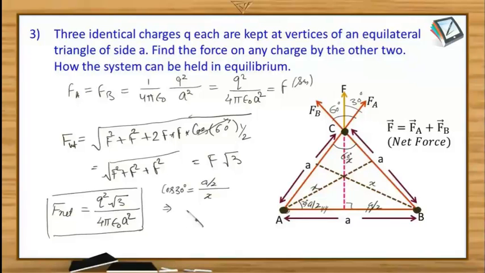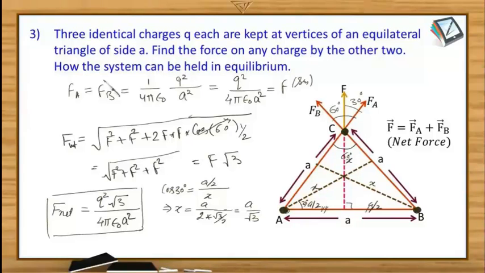So distance of any of the corners from centroid of the triangle will be x equal to a by 2 divided by cos 30. So cos 30 is root 3 by 2. So it is a by root 3. The distance of the centroid of the triangle from one of the corners is a by root 3, and I'm sure some of you must have remembered this value. So x we have calculated.